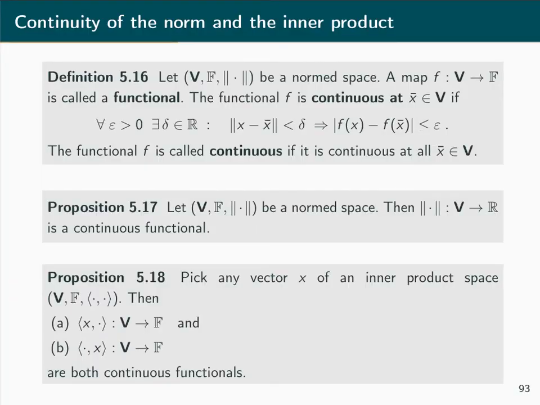Next, we have proposition 518, which states that we can pick an arbitrary vector x of an inner product space, and then we have that the inner products with x, so no matter whether we choose x to be the first argument of the inner product or the second argument of the inner product, are both continuous functionals.